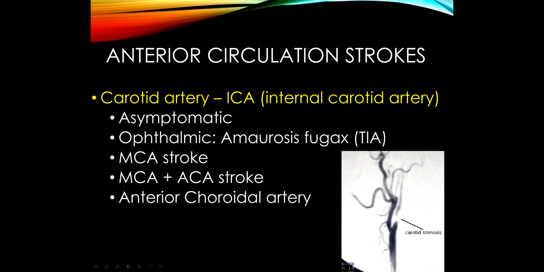The middle cerebral artery and the anterior cerebral artery come off of the internal carotid, so we might have an MCA stroke, or we may affect both the MCA and the ACA, which would be a really devastating stroke. And then remember, the anterior choroidal artery comes off the internal carotid, so we'll talk about that as well.